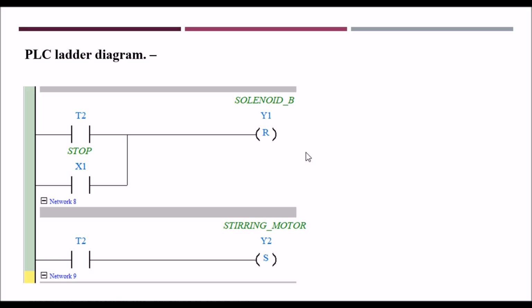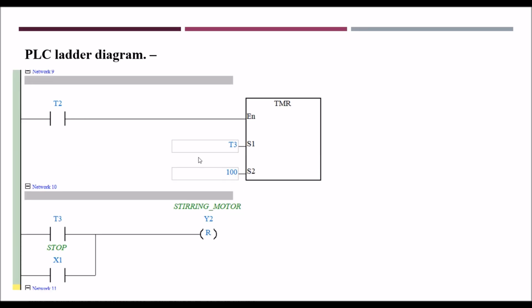Once T2 is on, I'm going to reset solenoid B, and I'm going to initiate the steering motor. See, this is reset, this is set. Once T3 is completed, I'm going to switch off the steering motor, that is 10 seconds, sorry, 100 seconds.